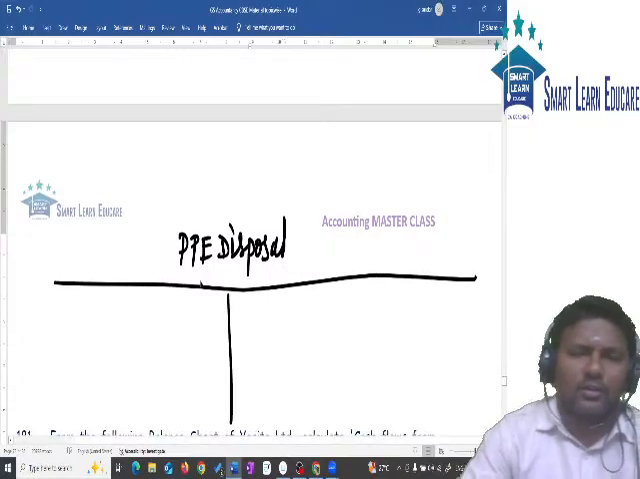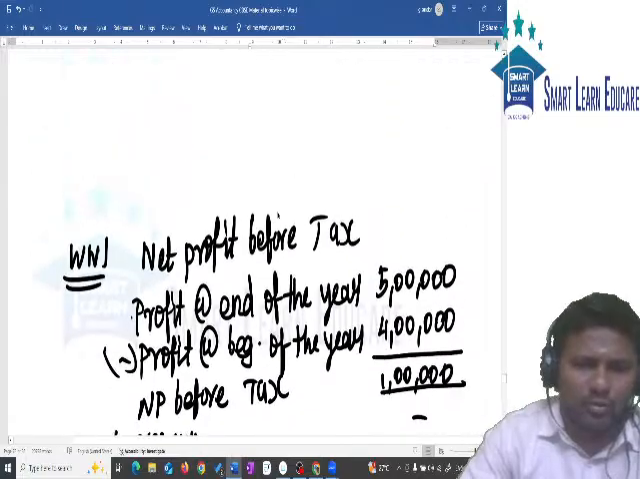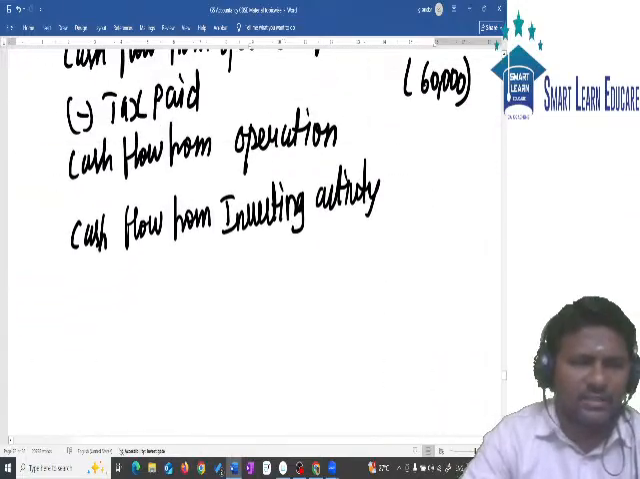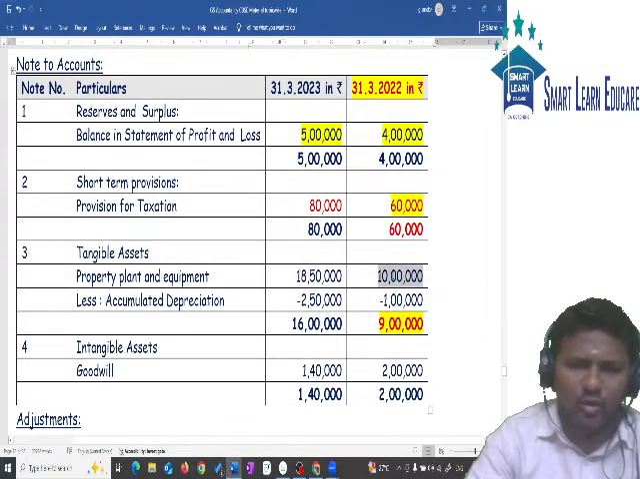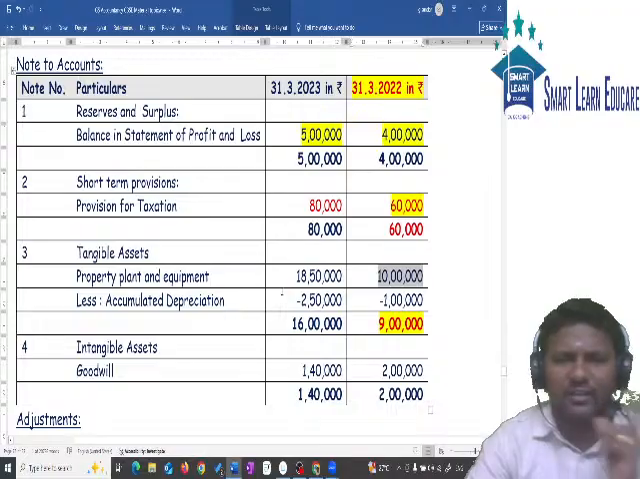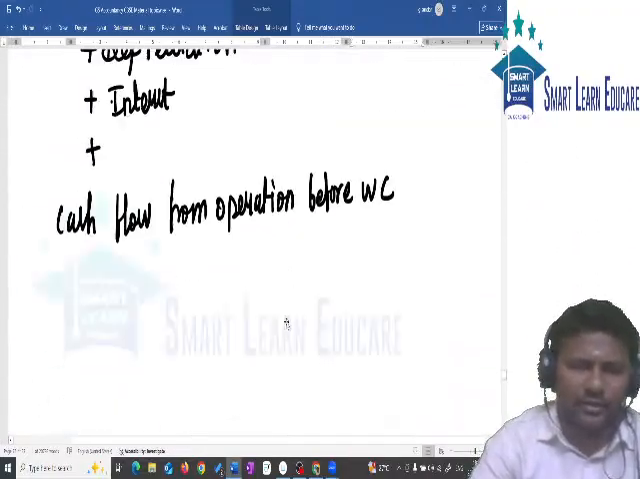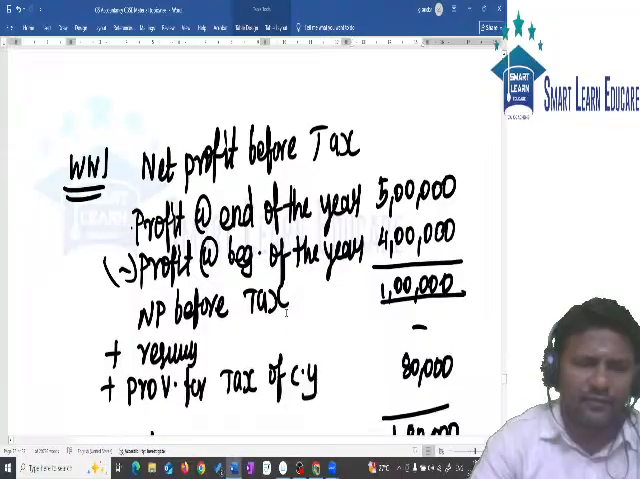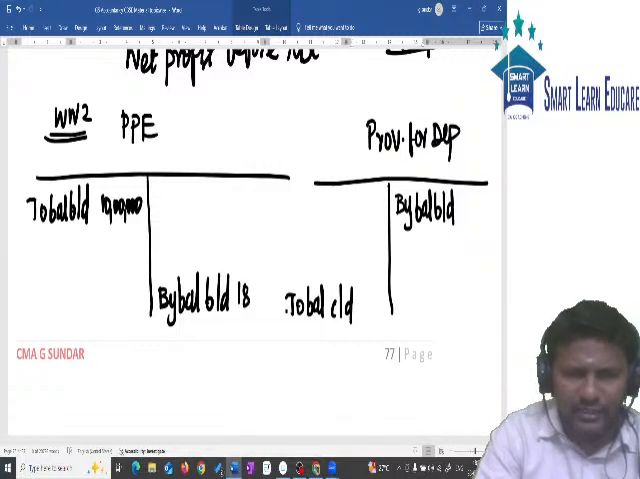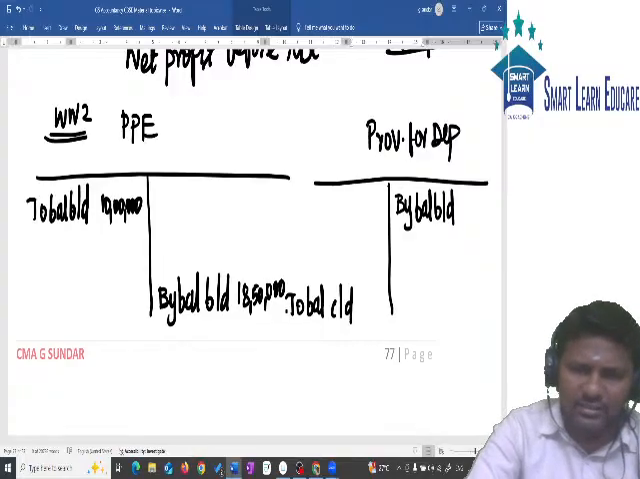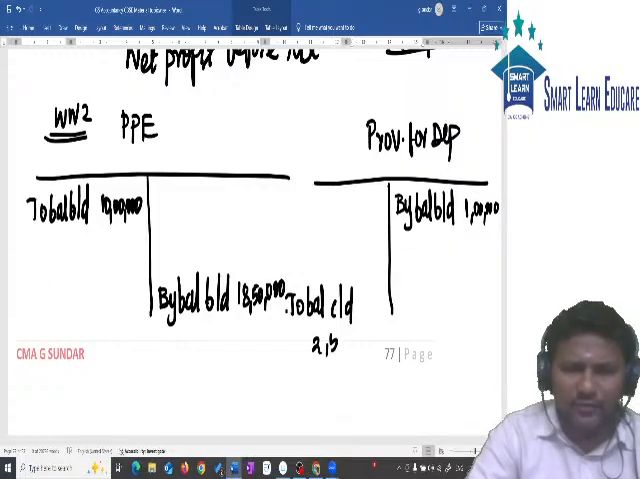Next, first the PPE amount. What is the amount of the opening balance of PPE? It is 10 lakh. Closing balance is 18 lakh 50. Opening balance of PPE is 10 lakh and closing balance is 18 lakh 50. And similarly for provision, the opening balance is 1 lakh, closing balance is 2 lakh and 50,000.